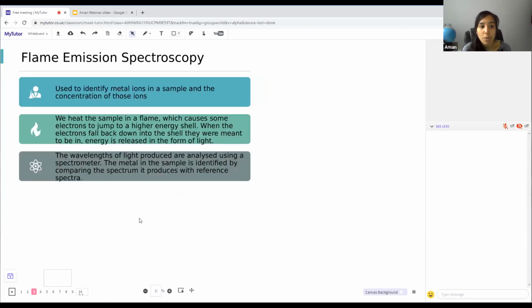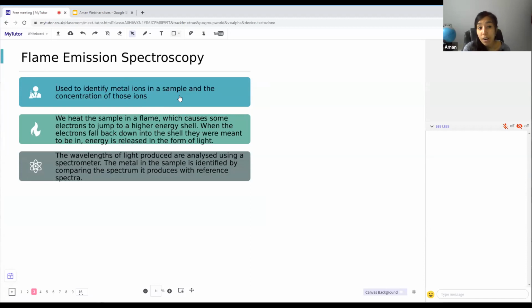So as I said, the one we need to know about is flame emission spectroscopy, and I'll show you what that looks like in just a second. But first of all, why do we do flame emission spectroscopy? It's about identifying metal ions in a sample and the concentration of those ions. So hopefully you'll remember that we did flame tests on Monday, or we looked at flame tests on Monday, and we watched a video on those.